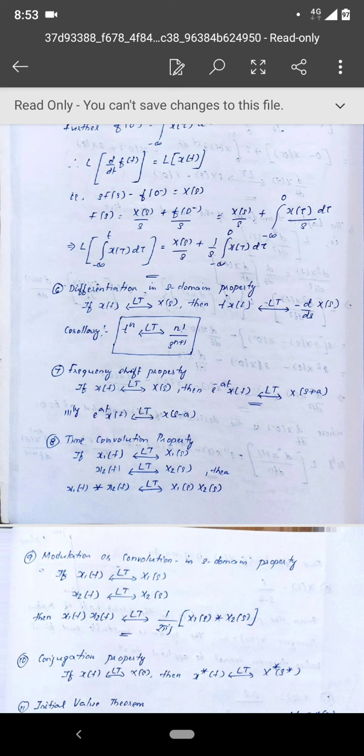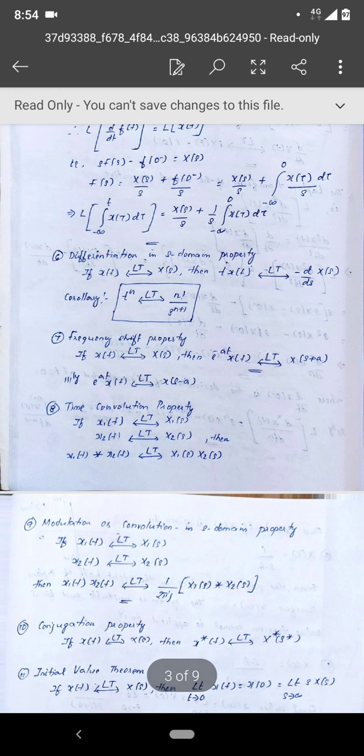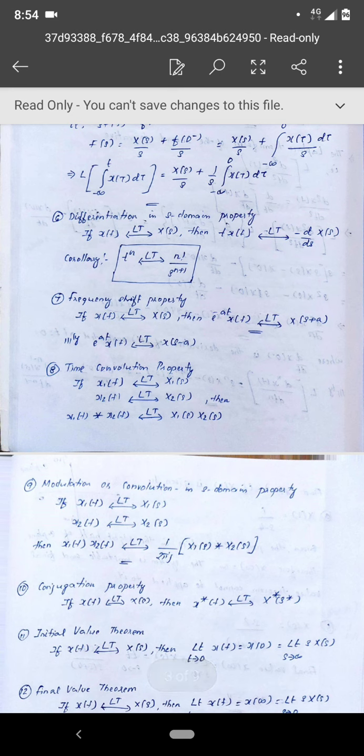Then the frequency shift property. We have seen what happens when we shift in time domain, and now what happens when we shift in frequency. If x(t) has Laplace transform X(s), then e raised to minus at times x(t) leads to X(s plus a). That is a very important result. So if you shift s by plus a, then in time domain x(t) is multiplied by e raised to minus at. Similarly, e raised to at times x(t) has Laplace transform X(s minus a). So if you shift s by minus a, in time domain x(t) is multiplied by e raised to at.